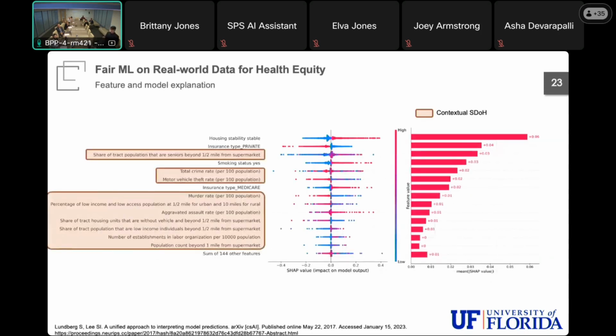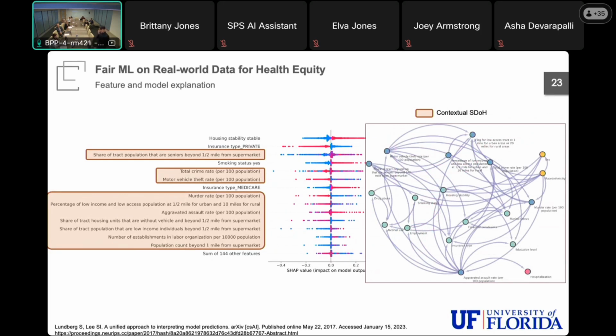Okay, we then use SHAP value to analyze the important features. We can see that housing stability is the most important one, followed by insurance type, the number of supermarkets in the community, and the smoking status. We can see that from the view of SHAP value, contextual level SDOH are somewhat important in this model.